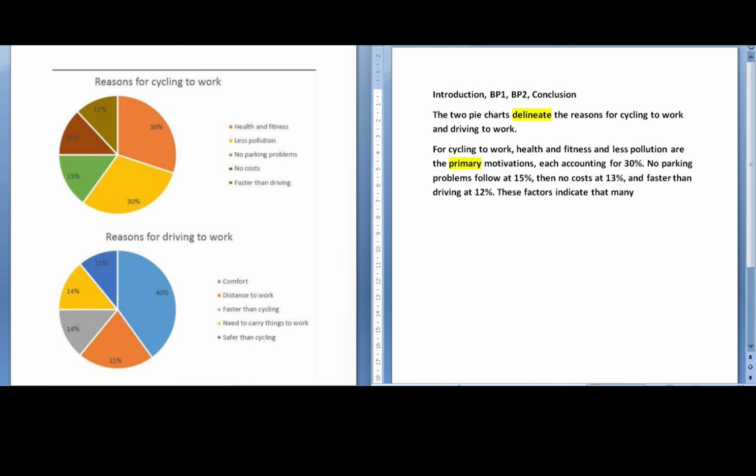That many individuals. This is the common word that you can use for people, instead of youngsters, you can use individuals. Again, this is a good word that will help you to gain good scores. Prefer cycling for its health benefits.